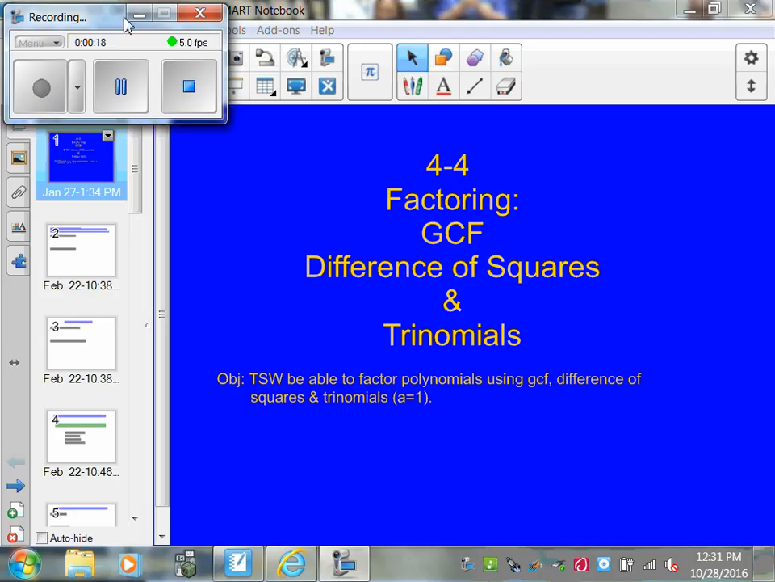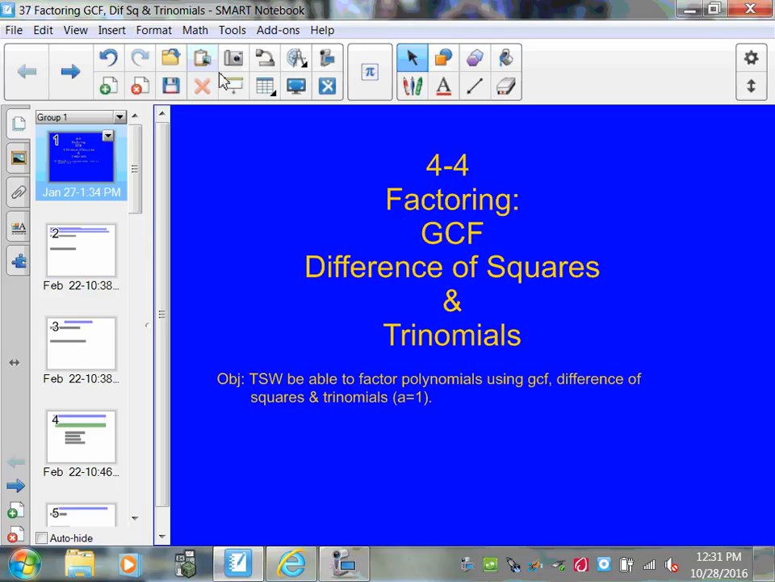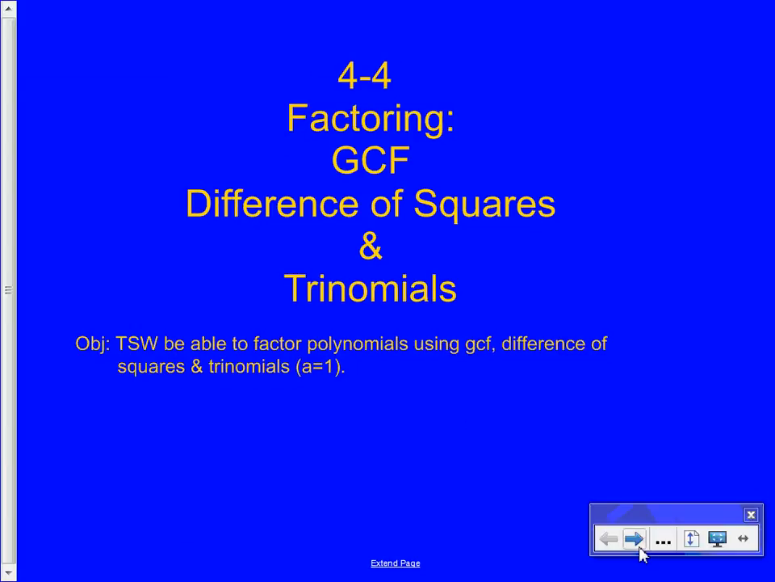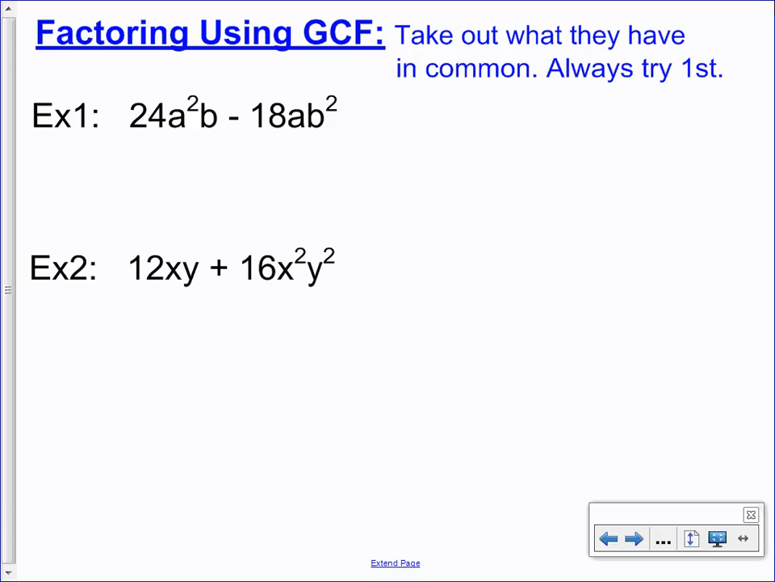Okay, here we go. We'll start with first and foremost, the GCF, which stands for greatest common factor. Greatest common first, because it's the first thing you try. So always, always, always pull out what's in common and always do that first. What do 24 and 18 have in common? Biggest number in common is 6.